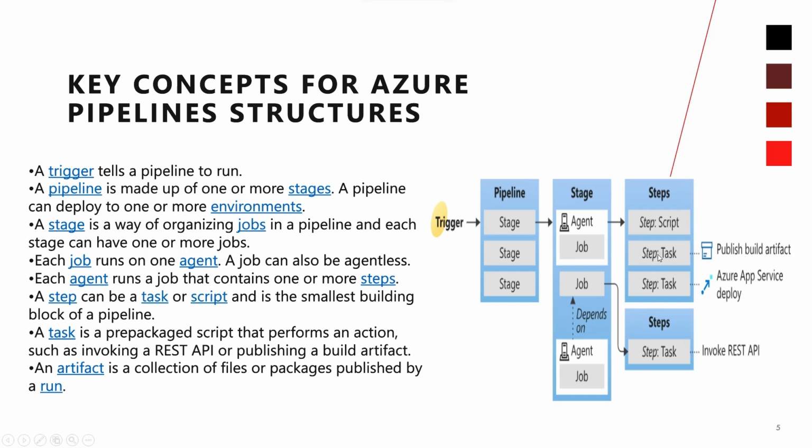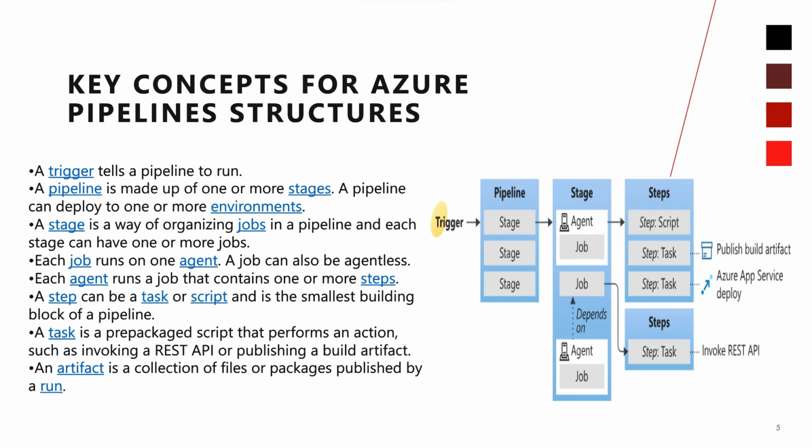If you see here, the first one, the steps that is script, and another script, sorry, steps that is used for a task to publish the build artifacts. And another task can be used for your Azure app service deployment. And the last one is another task that can be used for invoking the REST API. And a task is a prepackaged script that performs an action such as invoking a REST API or publishing a build artifact. An artifact is a collection of files or packages published by a run. So that we need to understand.